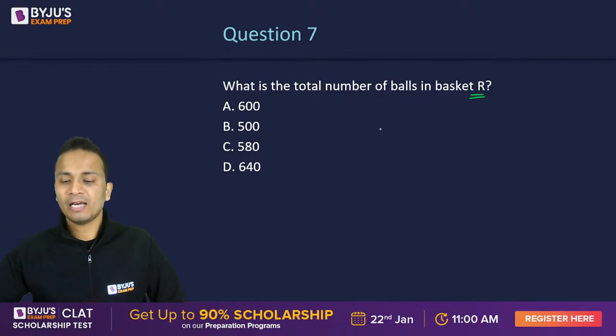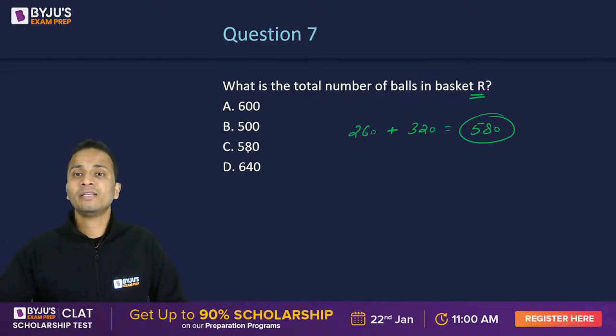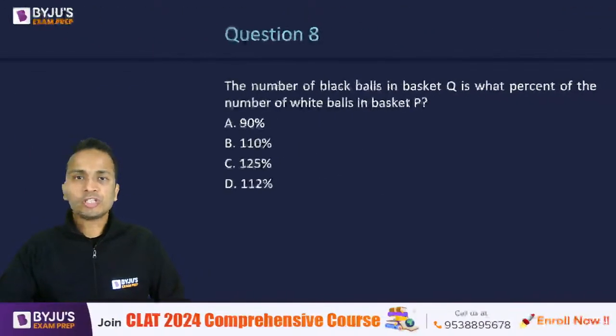Now basket R, number of white balls is 260 and the number of black balls is 320. Adding these two, 580 is the total number of balls in basket R. So correct answer should be option C. Next question, question number 8.